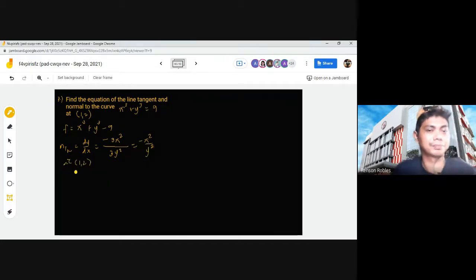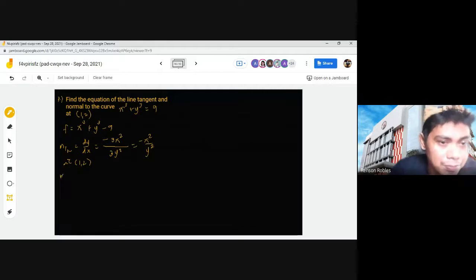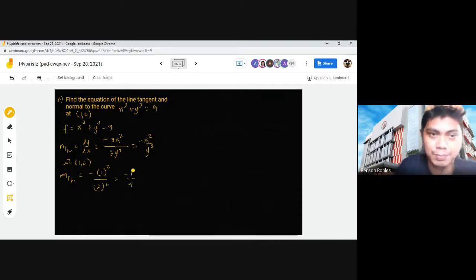All right. Then the slope is equal to negative x squared all over y squared. And this is negative 1 all over 4. And that's the slope. Okay? So meron na tayong point, meron na tayong slope, and therefore, the equation of the line tangent to this curve is y minus 2 equals negative 1/4 (x minus 1), right?